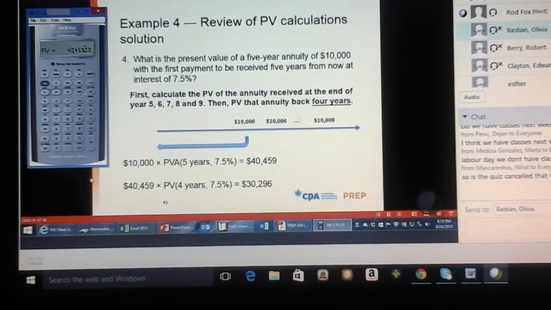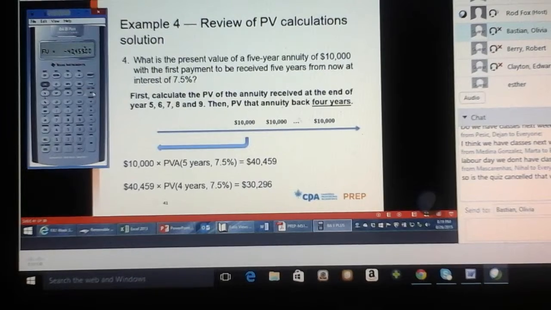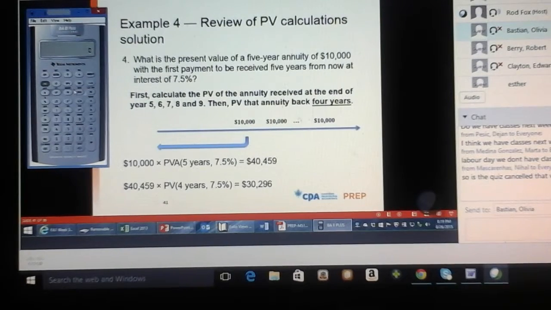So that's the amount 5 years from now. I'm going to put that as a minus 40459 minus future value. And now I'm going to have no payment from now till 5 years from now. I'm still going to have the same 7.5 interest rate and 4 years left on that. So I'm going to compute that. Present value of 30296.